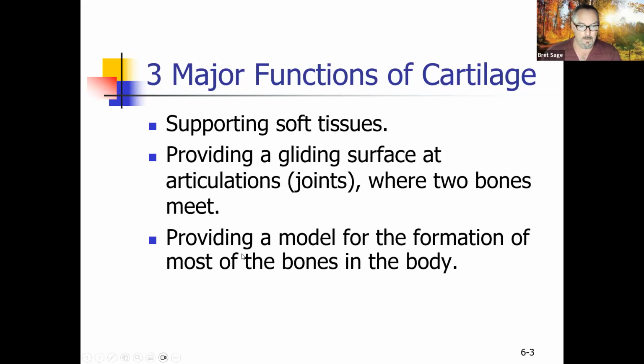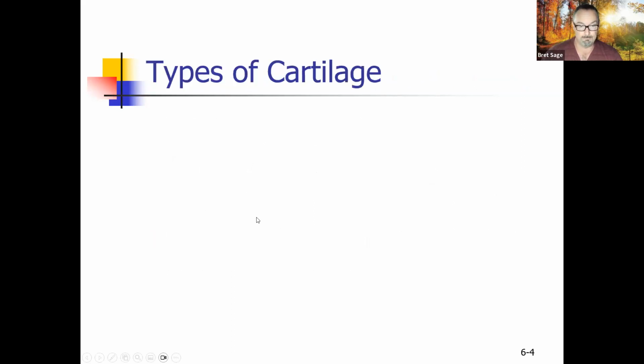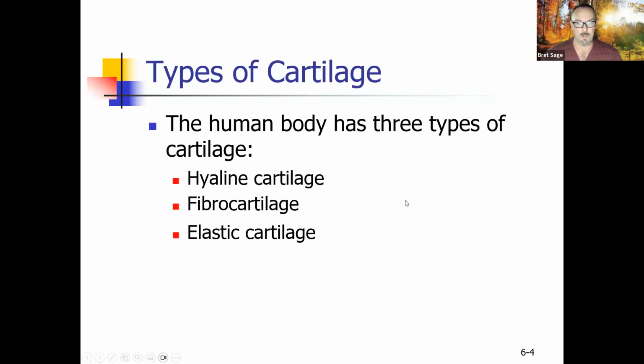It provides a model for the formation of most of the bones in the body. I don't know if you guys know, but when we were a little teeny tiny inside of our mother's womb, we didn't have a skeleton made out of bone. It was made out of cartilage. And then the bone replaced that cartilaginous model, which is a good indication of our evolutionary heritage as very distantly related to cartilaginous fish.